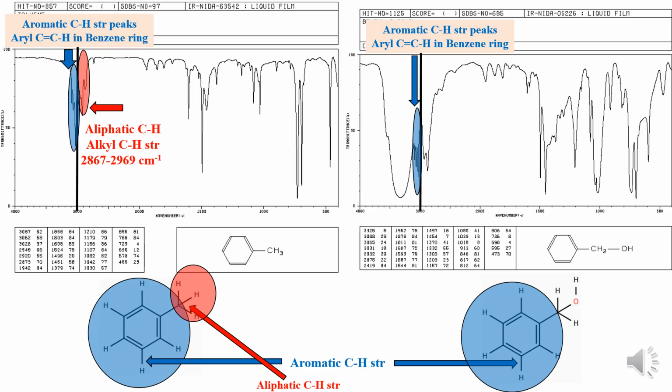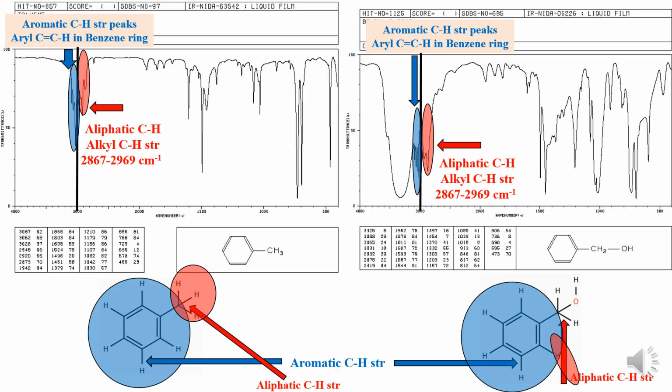So in the case of benzyl alcohol, you find the aromatic CH stretching peaks due to the presence of the aromatic CH bond. And you find the aliphatic CH stretching peaks somewhere between 2867 to 2969 centimeter inverse due to the presence of the methylene group, that is the CH2 group, which contributes towards the aliphatic CH stretch. And you also find an additional terminal hydroxy group attached to the methylene carbon, and you find the stretching at around 3326 centimeter inverse.